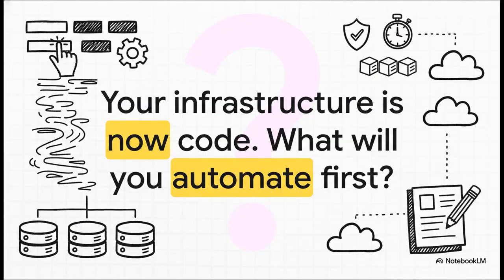So by moving from clicks to code, you're doing so much more than just automating. You're creating a system for managing your Azure environment that's versioned, that's testable, and that's reliable. You get speed, you get consistency, and you get confidence. So really, the only question left to ask yourself is, what's the first thing you're going to automate?